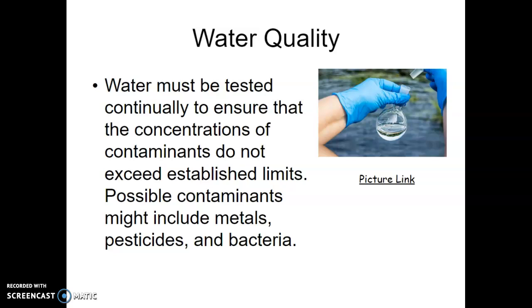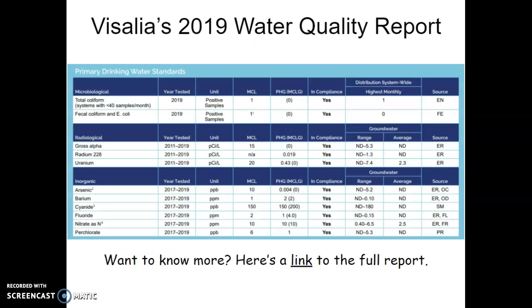So thinking about water quality, as we look at the White River fish kill, water must be tested continually to ensure that the concentrations of contaminants do not exceed the established limits. Possible contaminants might include metals, pesticides, and bacteria. So pesticides are going to be like ag runoff, bacteria is something that contaminates the water, and metals, thinking like lead pipes that might be eroding, are different things affecting water quality.